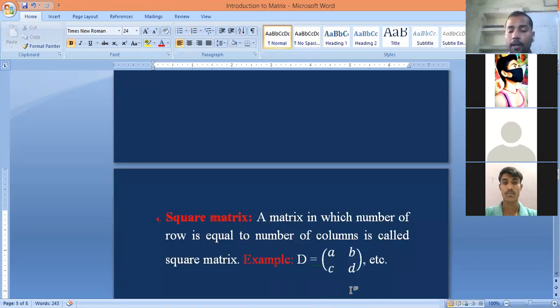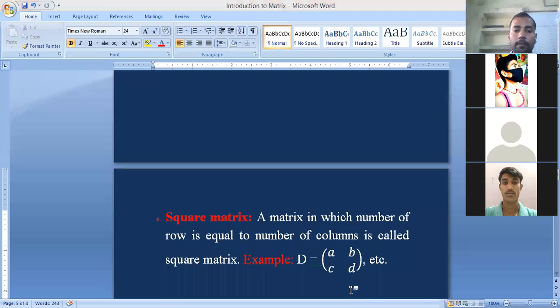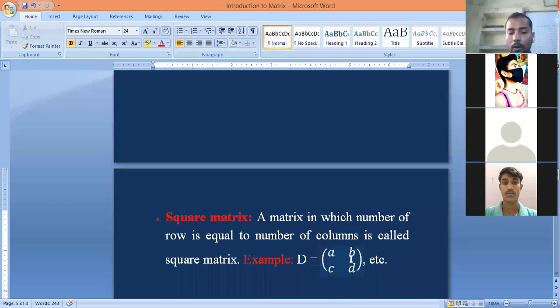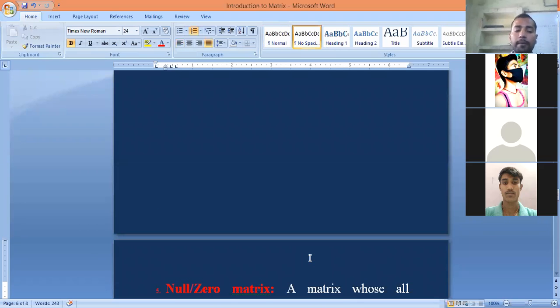So if somewhere it is given to us that in any matrix the number of rows is equal to the number of columns, we should consider the given matrices as square matrices. Then after that, the null or 0 matrix.